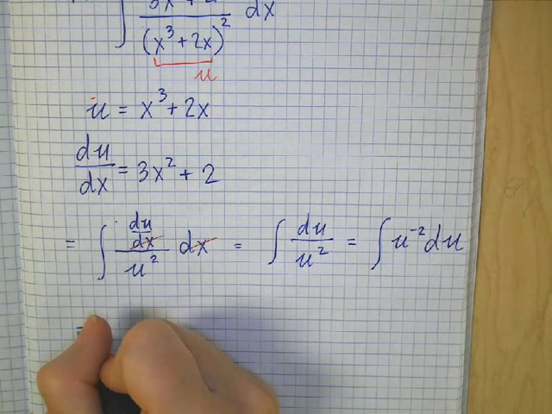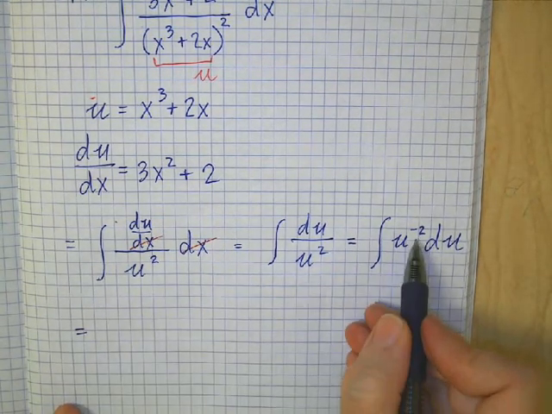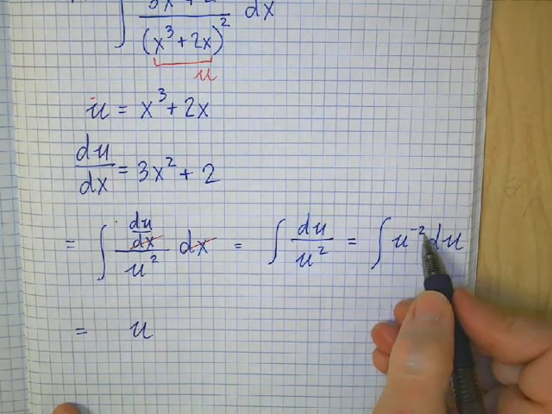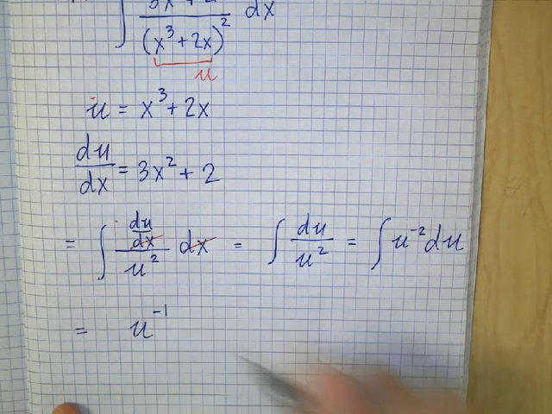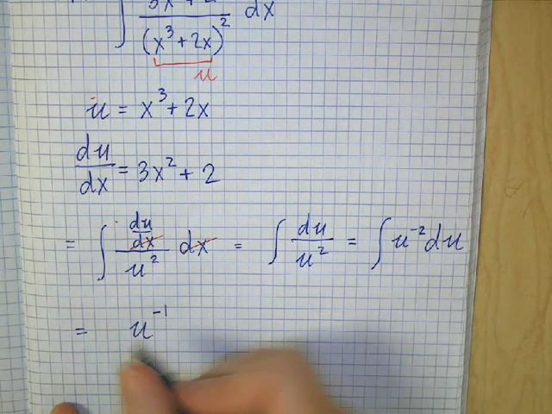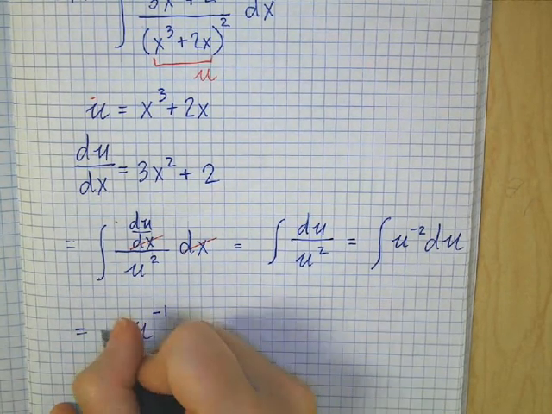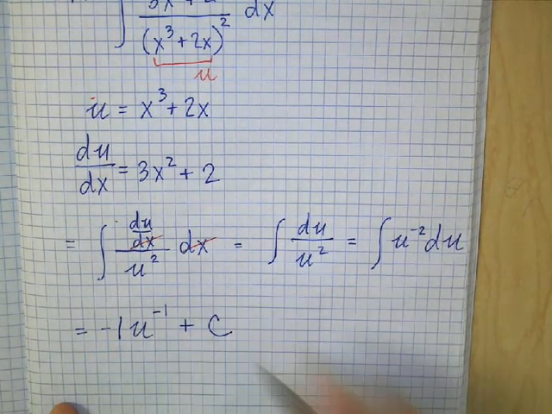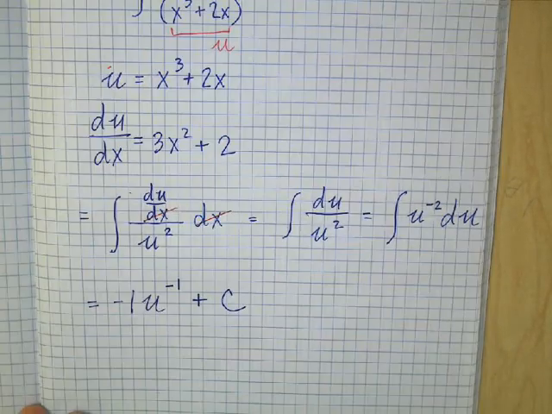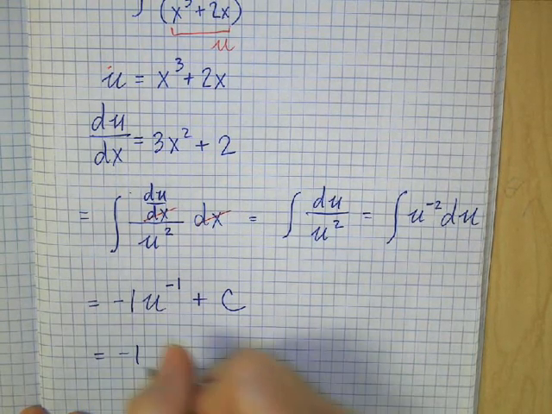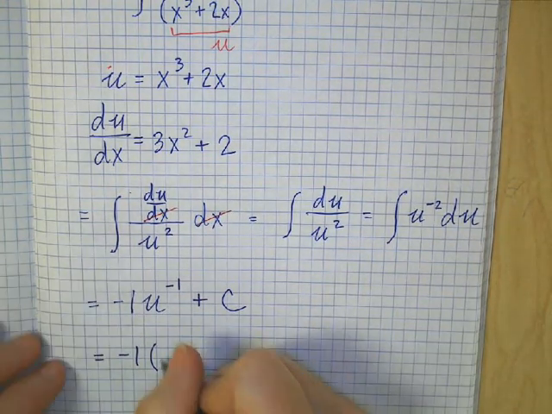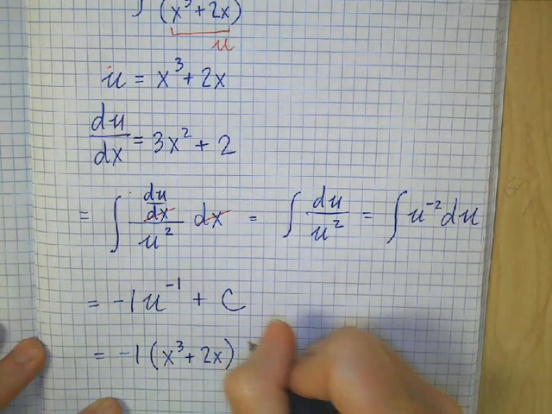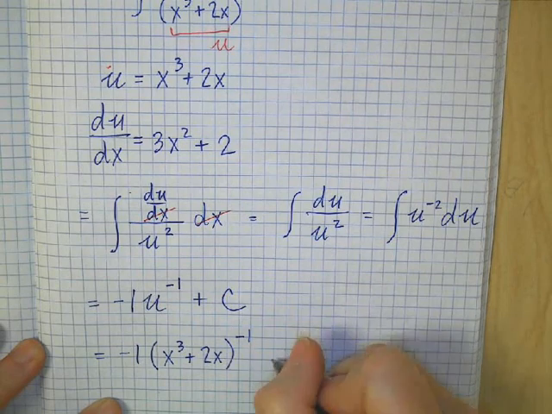So for the antiderivative, I'm going to add 1 to the exponent. So I get u to the negative 2 plus 1, which is negative 1. Multiply by 1 over negative 1. 1 over negative 1 is just negative 1. And plus my constant of integration. Now I'm going to substitute back in for my u. So negative 1 times my u, which is x cubed plus 2x, to the negative 1 plus my constant of integration.